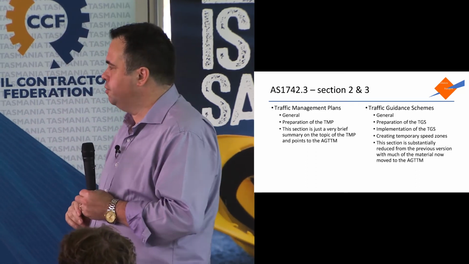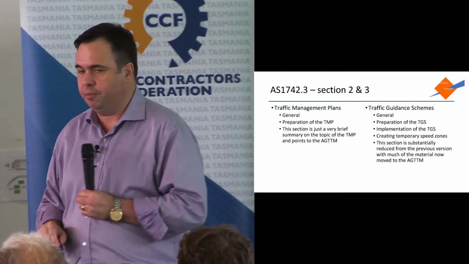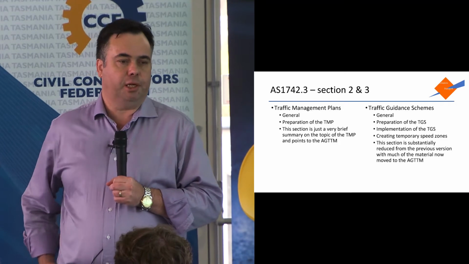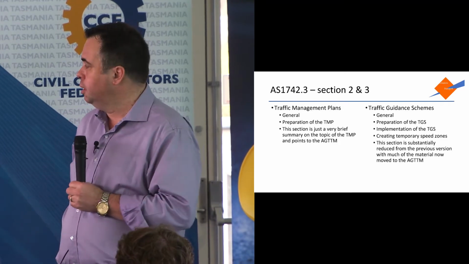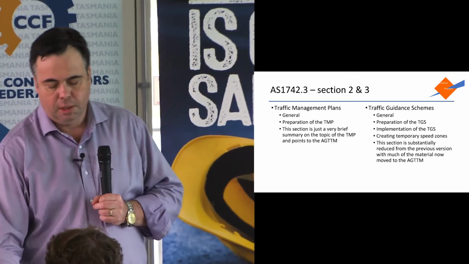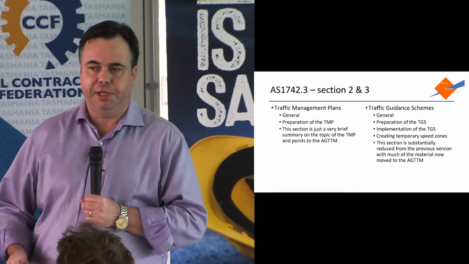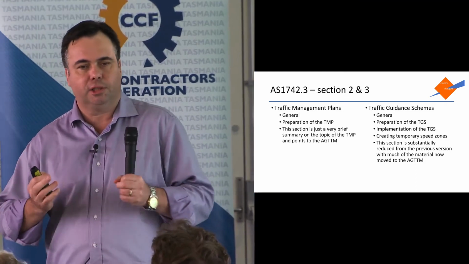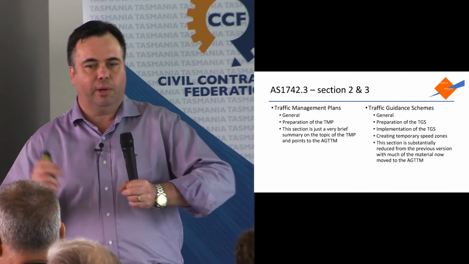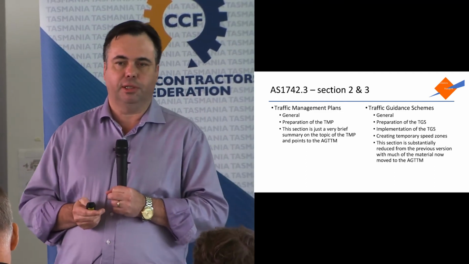Section 3 of the standard talks about traffic guidance schemes and just lists out a series of dot points about preparation and implementation of traffic guidance schemes, and then again says, go to the Austroads guide for further information. There is some information in there about speed limits because that's a topic that the committee just couldn't let go of. They got twitchy when I said take it all away. They said, no, we've got to keep that. So some of that material is still in the Australian standard.